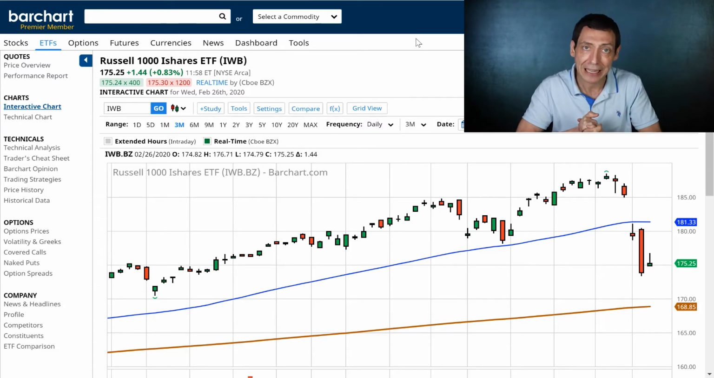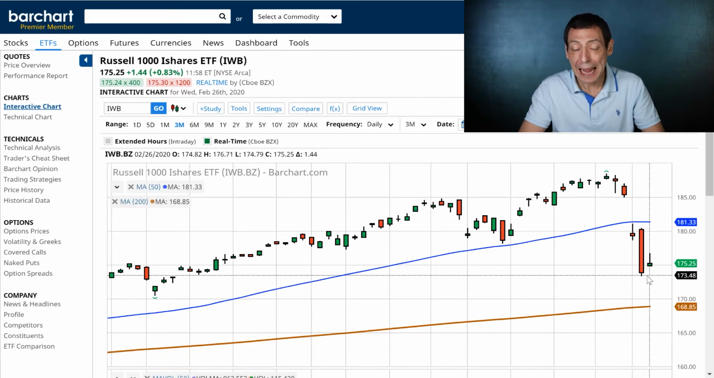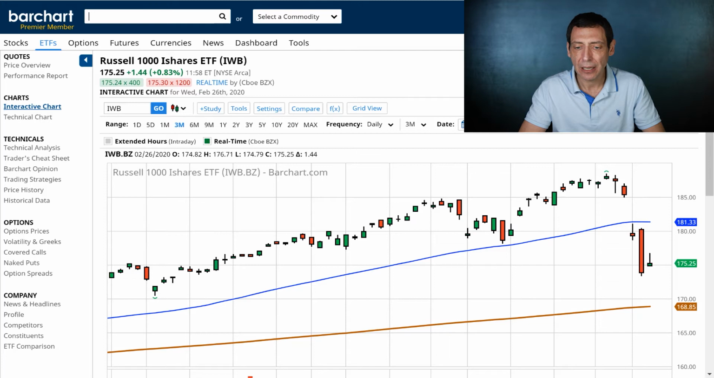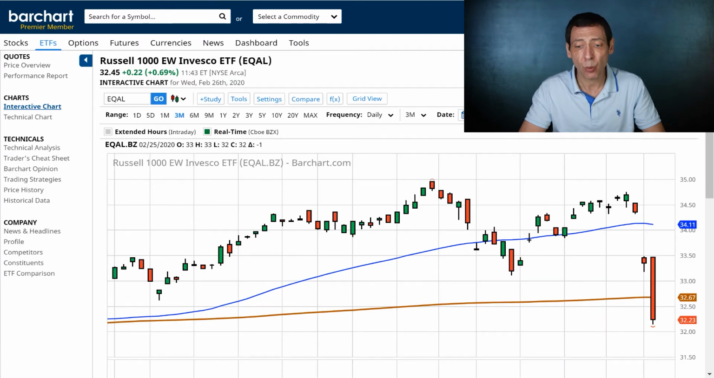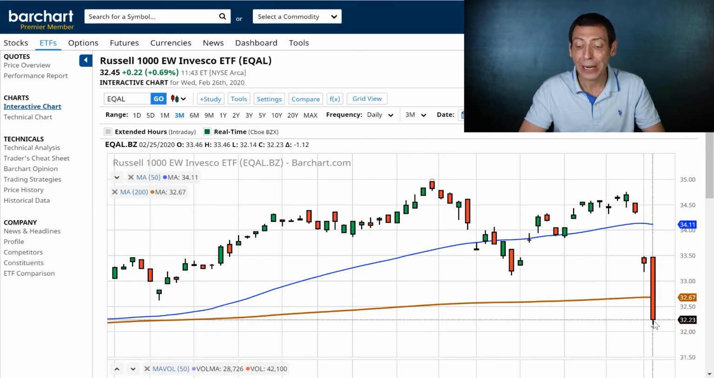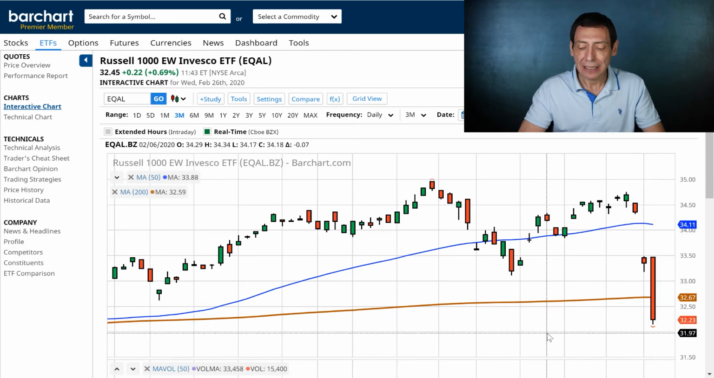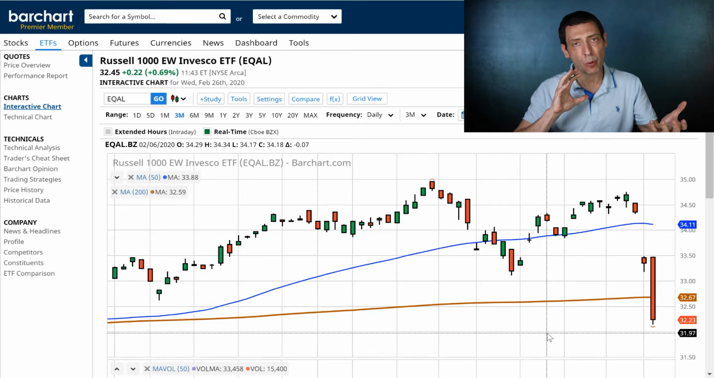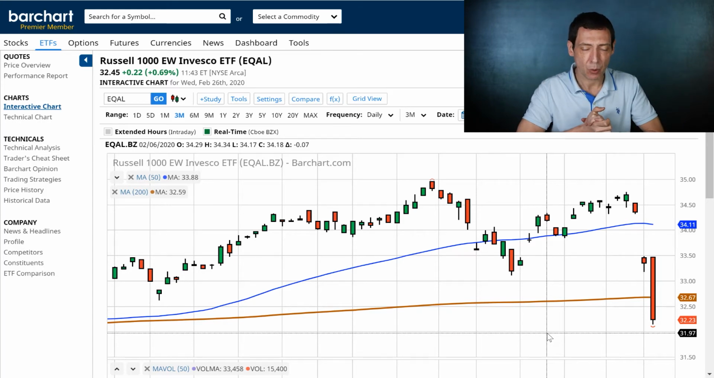But here's the problem again. It's a capitalization weighted index. So while the capitalization weighted version of the Russell is here, if you look at the Russell 1000 that's not capitalization weighted, that has equal weight, EQAL, it's already below the 200-day moving average. Now, sometimes the capitalization weighted index is more important. Sometimes the non-capitalization weighted index is more important. But what's really important is for you to recognize and use both as a perspective.